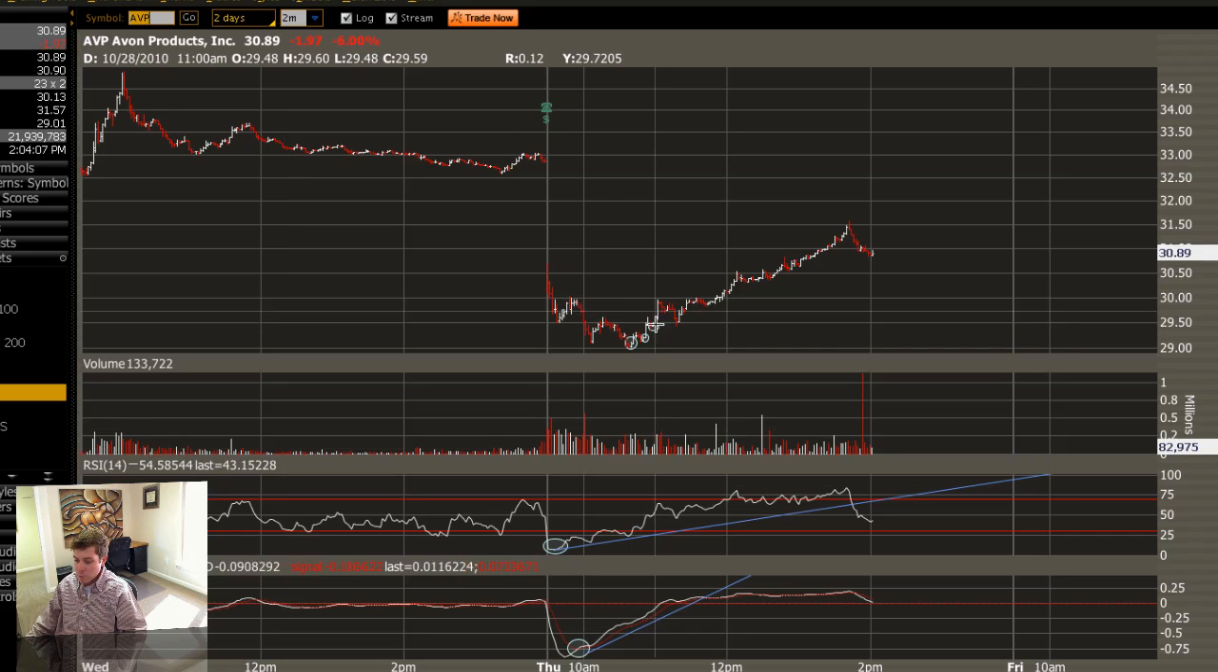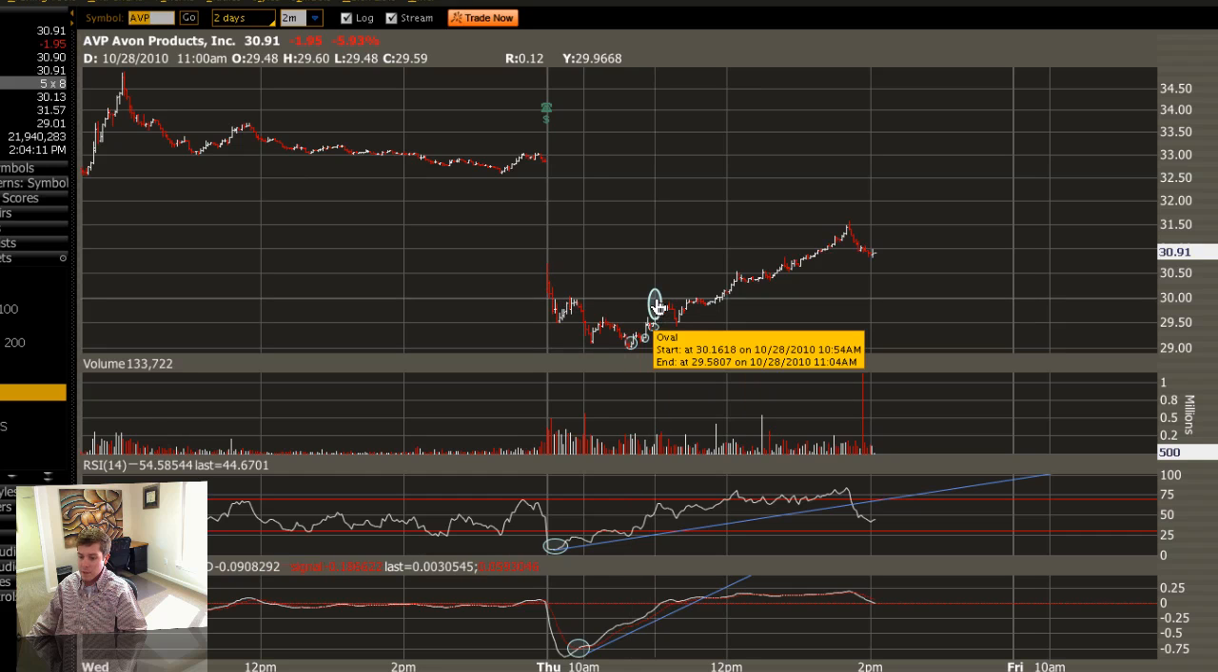Those two secondary indicators, coupled with some nice price action, really sparked my interest. So I saw this really strong spike right here. It was a move from 29 to 30 between 10:40 and 11 o'clock. So in 20 minutes, it moved from 29 to 30, a significant move from a percentage perspective intraday.